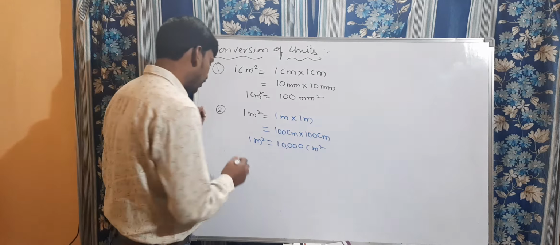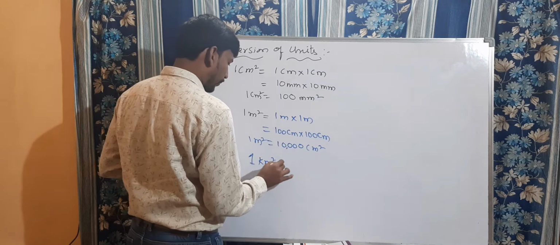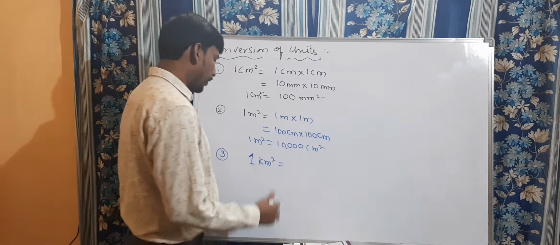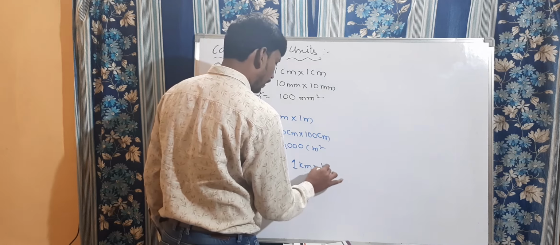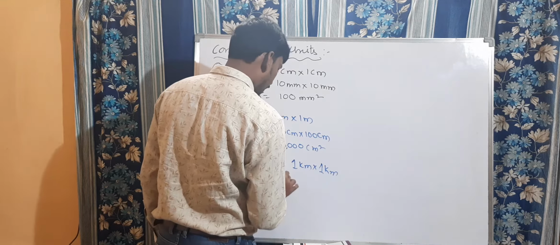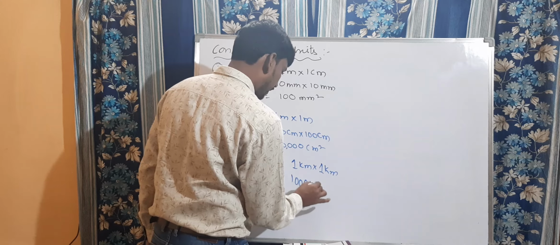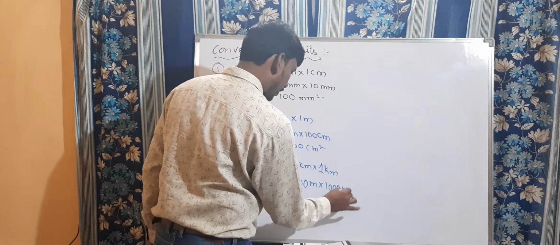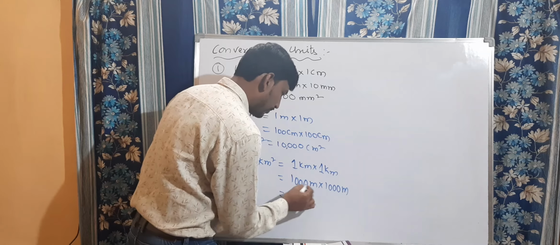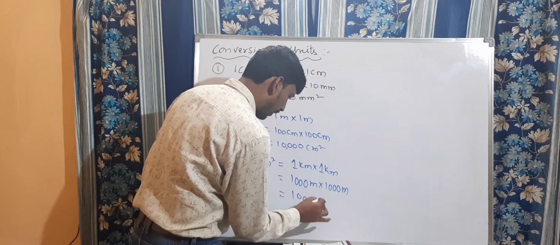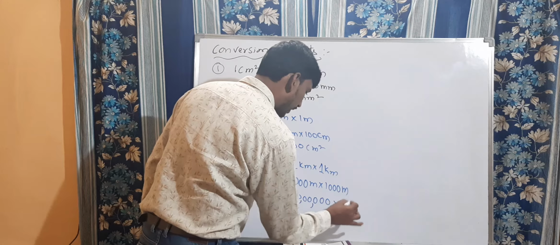Now in the same way we are going to convert. Third one is 1 kilometer square is equal to how many meters square? So we know that 1 kilometer is nothing but 1 kilometer into 1 kilometer. Right children? So 1 kilometer is nothing but how many meters? 1000 meters. So now 1000 meters into 1000 meters, which is equal to 1000 into 1000, how much? That is 10 lakhs. So 1 and 6 zeros: 1, 2, 3, 4, 5, 6. Clear? So here 10 lakhs. Meter into meter is meter square.